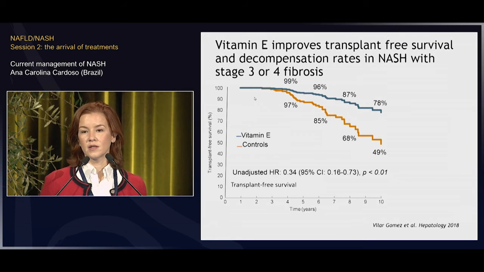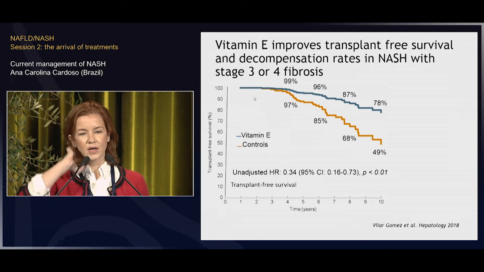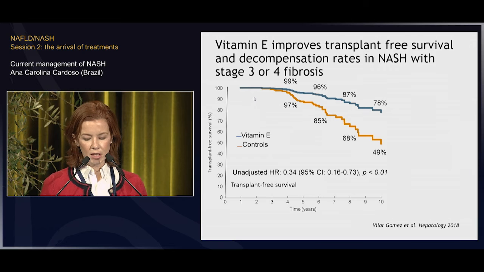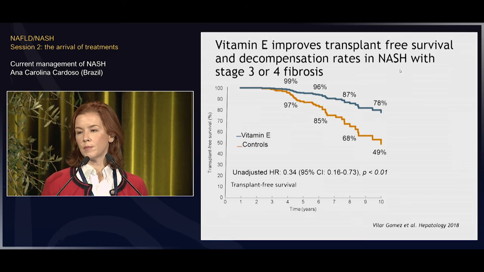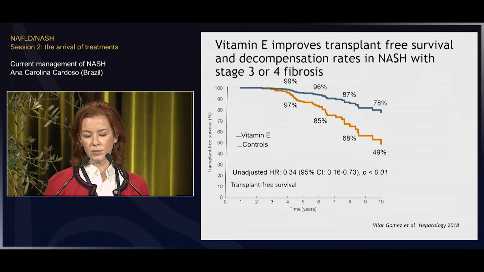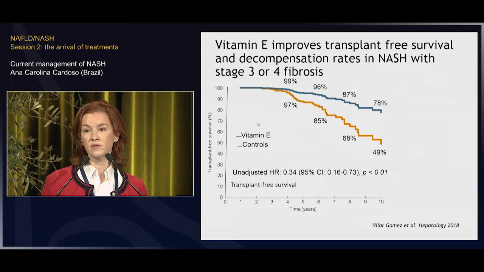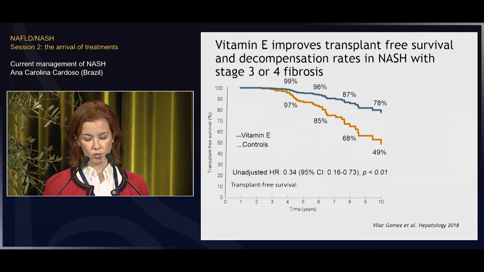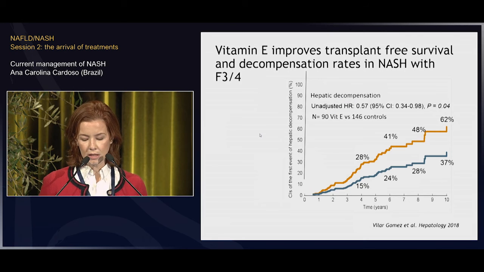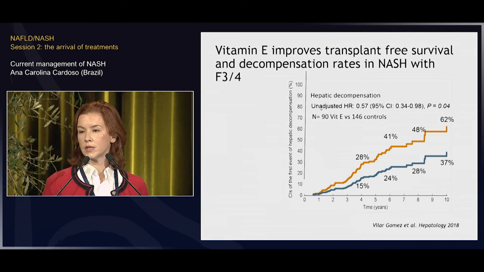Vitamin E, that was for many of us dead and we were not using it. We have this recent paper that shows that vitamin E improves transplant-free survival and decompensation in patients with advanced liver fibrosis, F3 and F4. Here we can see the transplant-free survival was different in patients that received vitamin E than in controls. And also we can see the benefits in hepatic decompensation in those who received vitamin E in comparison with those controls.